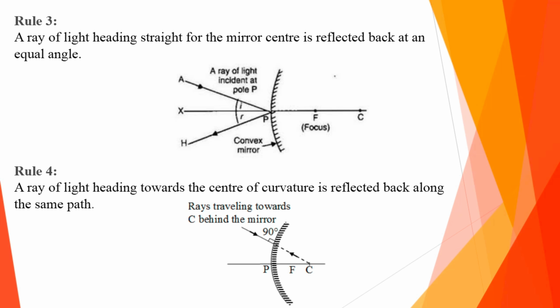So these rules help us understand how light behaves when reflected by a convex mirror, which always forms virtual, diminished images.